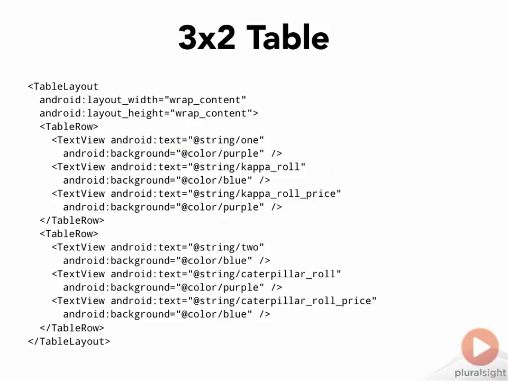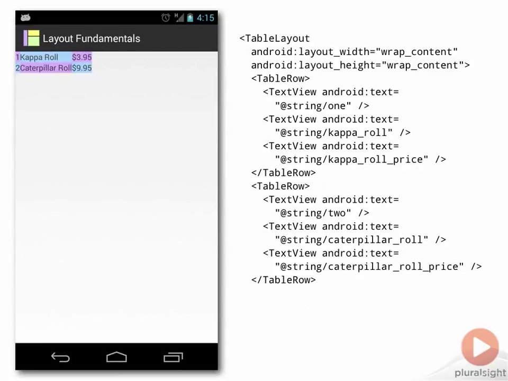I have some text views inside this table, each of which has a text and a background color. You can probably guess what I'm doing here. Yes, it is a sushi menu. This is how it looks. I'm using the background color to show you the position of each cell.